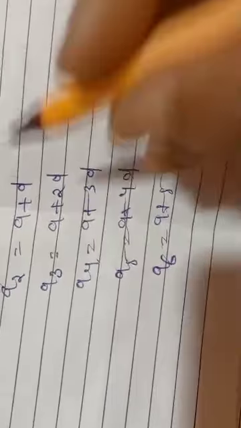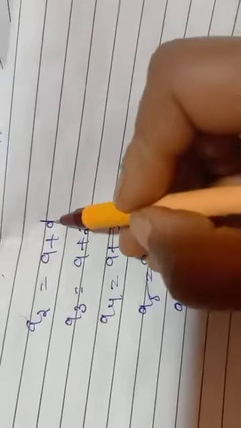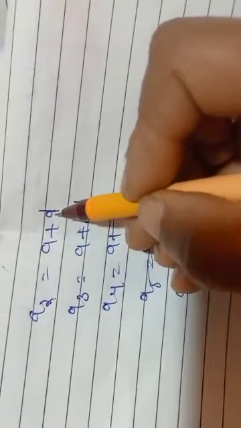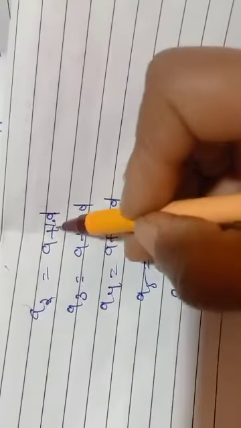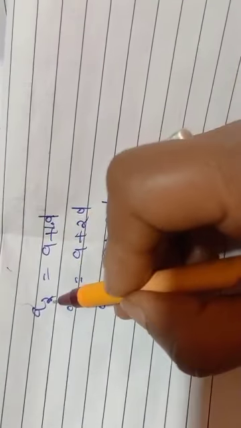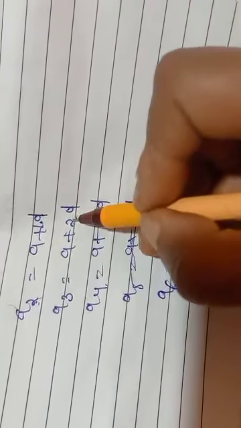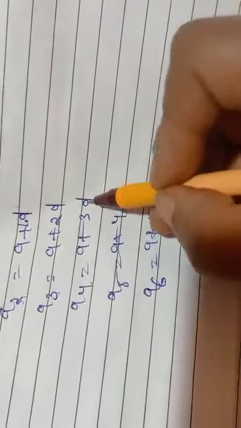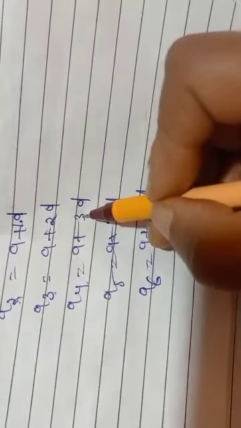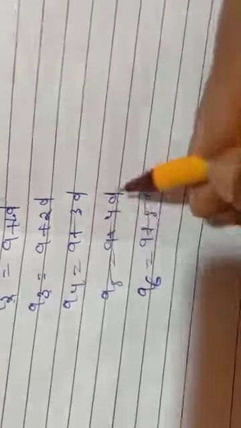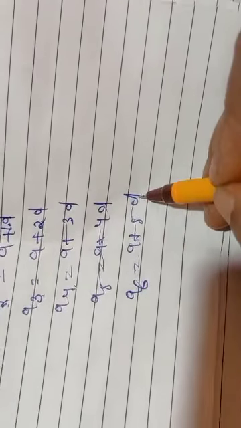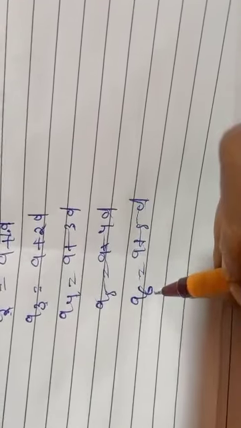You can notice one thing, that the coefficient of D is 1 less than this number. Here the coefficient of D is 1, which is 1 less than 2. Here the coefficient of D is 2, which is 1 less than 3. Here the coefficient of D is 3, which is 1 less than 4. Here the coefficient of D is 4, which is 1 less than 5. Here the coefficient of D is 5, which is 1 less than 6.